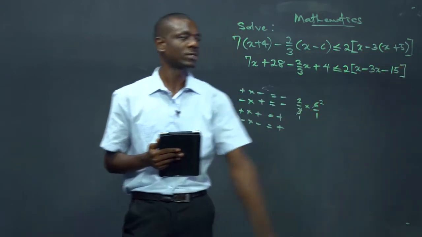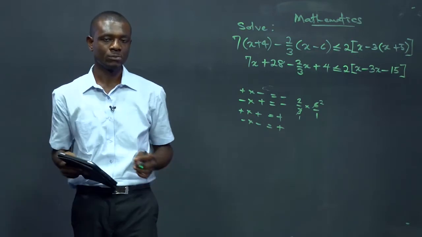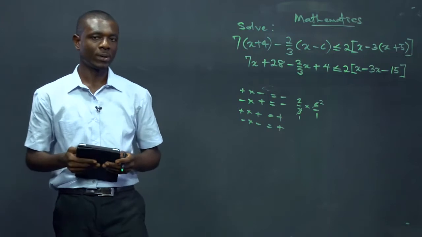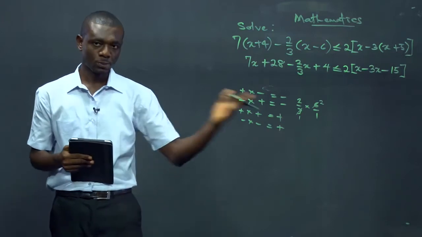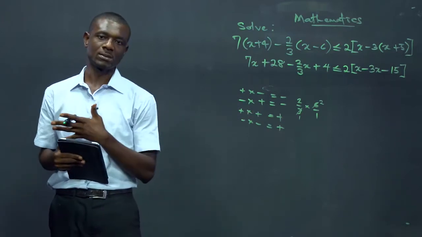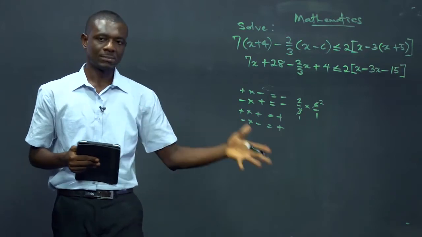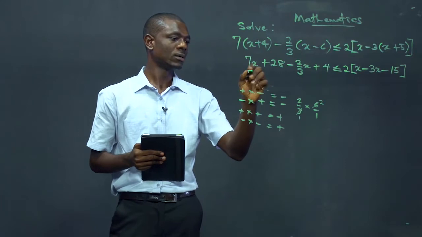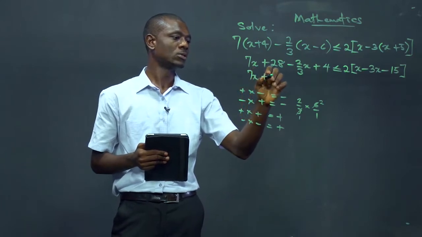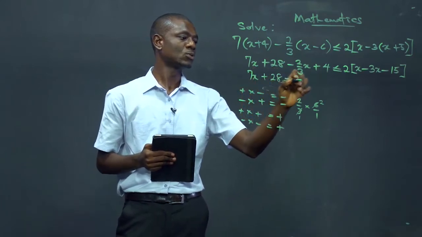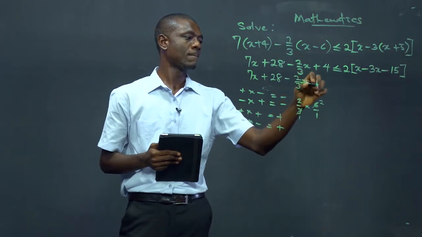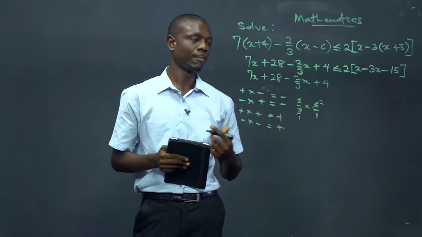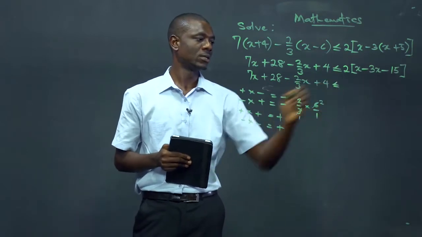Remember, there is still a bracket. Don't throw away brackets. You must open them with this procedure. Don't just throw away brackets. You must follow this procedure. Multiply the term outside by all the terms inside. We keep going. 7x plus 28 minus 2 over 3x plus 4. Now we need to open this bracket as well. Less than or equal to.